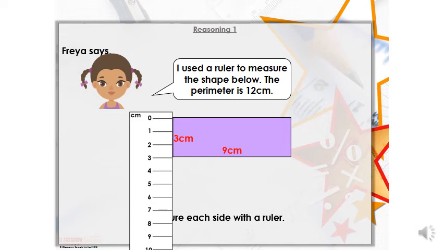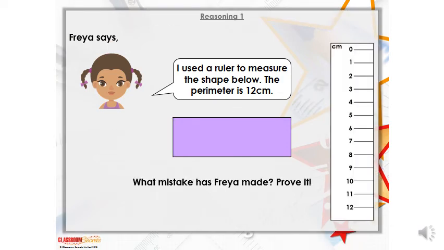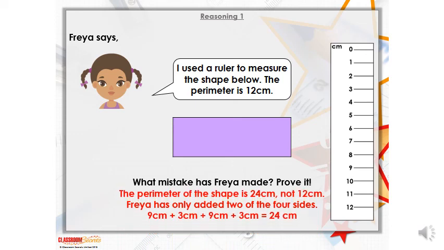Has she measured all the sides of the shape? No, she hasn't. She's forgotten to measure the opposite sides. So now we've got all 4 sides of the rectangle. I'm going to do my 2 lengths first. So 2 times 9, which gives me 18. And then I'm going to do 2 times my widths. So 2 times 3, which gives me 6. I'm then going to do 18, add 6, and my answer is 24 centimetres. So her mistake was Freya had only added 2 of the 4 sides, not all 4 sides.